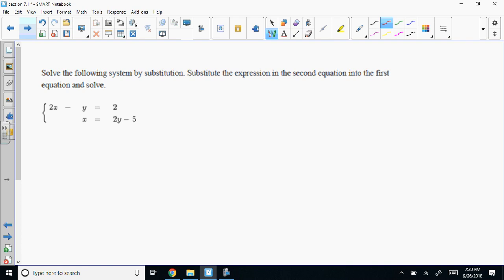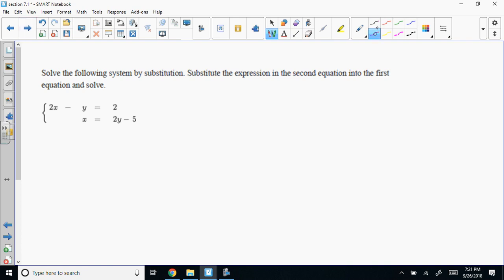So let's kind of look at this equation. We have 2x minus y equals 2 in one of them, and then we have x equals 2y minus 5. You can see that one of them's in standard form, right? And the other solved in terms of a variable, right, with a coefficient of 1. So it's already solved in terms of that.